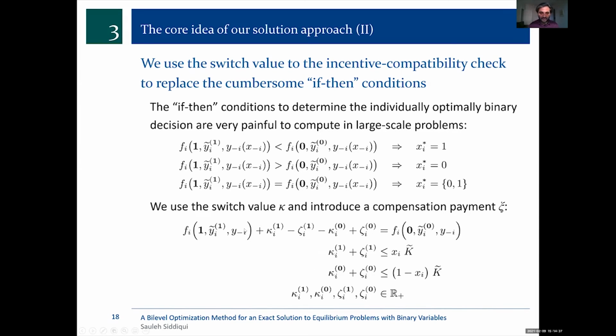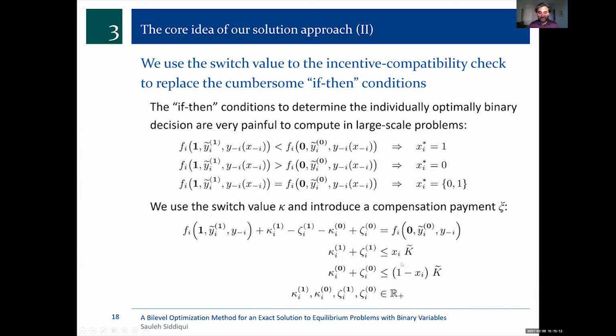So we say the profit you make by turning on plus any switch value that you would have by turning on minus any compensation payments you receive, because again, we're minimizing, should be equal to the same condition if you had turned off. So I can move these both to this side, and then you'll notice that this is essentially saying me turning on plus any switch value minus any compensation payments should be equal to the decision of me turning off plus any switch value minus any compensation payments. So our switch value helps us compare these two.